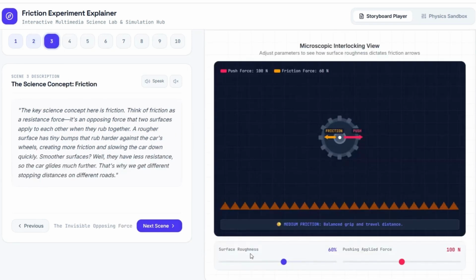The key science concept here is friction. Think of friction as a resistance force. It's an opposing force that 2 surfaces apply to each other when they rub together. A rougher surface has tiny bumps that rub harder against the car's wheels, creating more friction and slowing the car down quickly. Smoother surfaces? Well, they have less resistance, so the car glides much further. That's why we get different stopping distances on different roads.